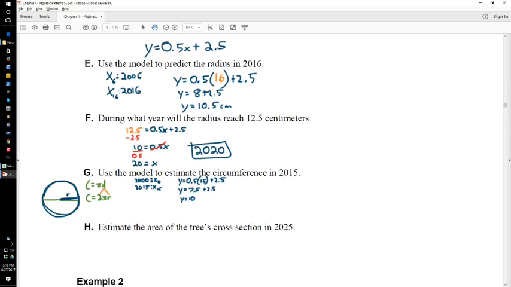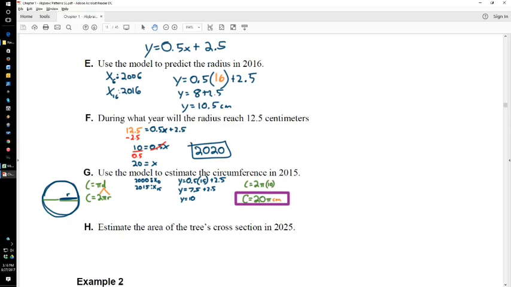That's our radius. So to find the circumference, C equals 2 pi r, but instead of radius, we're going to put in a 10. And then 2 times 10 is 20. So the circumference is 20 times pi. And remember, everything was measured in centimeters, so we'll leave it in centimeters. And I'm going to leave it in terms of pi.